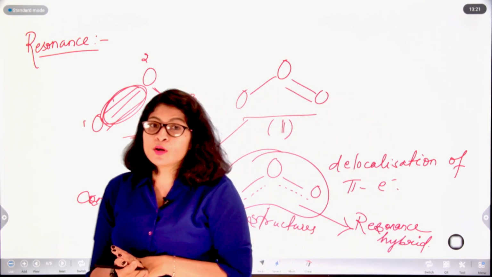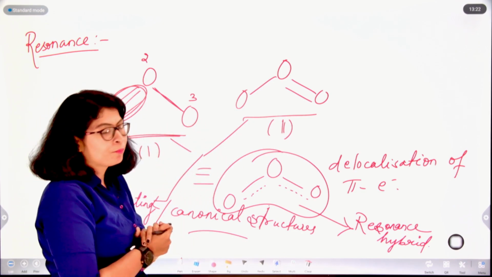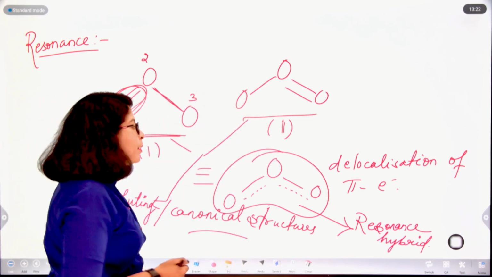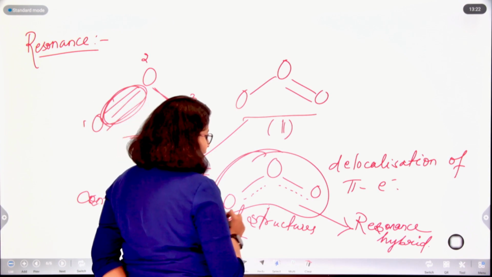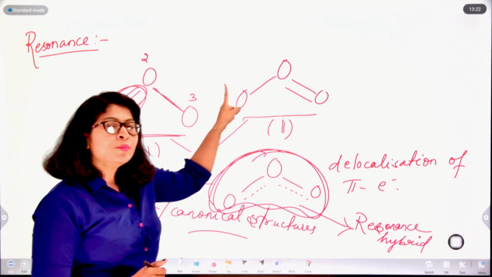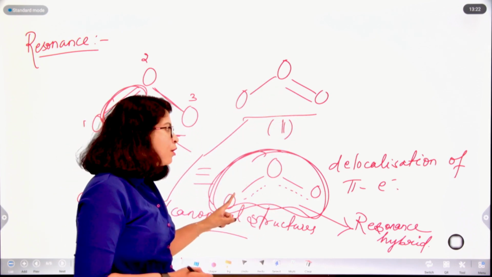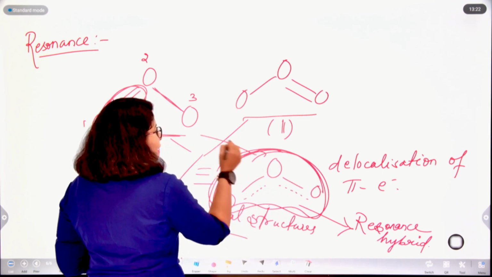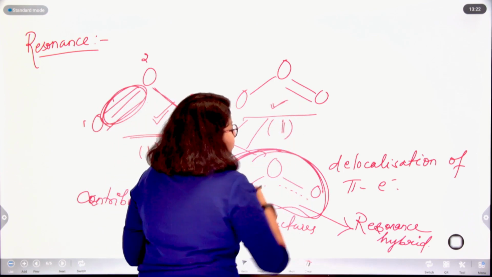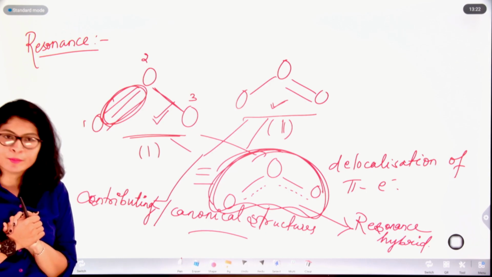And it does not mean that the structure keeps oscillating between these two structures. No, they are just different ways of representing the structure. The actual structure is like this. The resonance hybrid is the actual structure, and these are the contributing structures that add up to this structure. It does not mean the structure is present like this at one time and like this at another time. These two structures add up to the final structure, which is the resonance hybrid, okay?